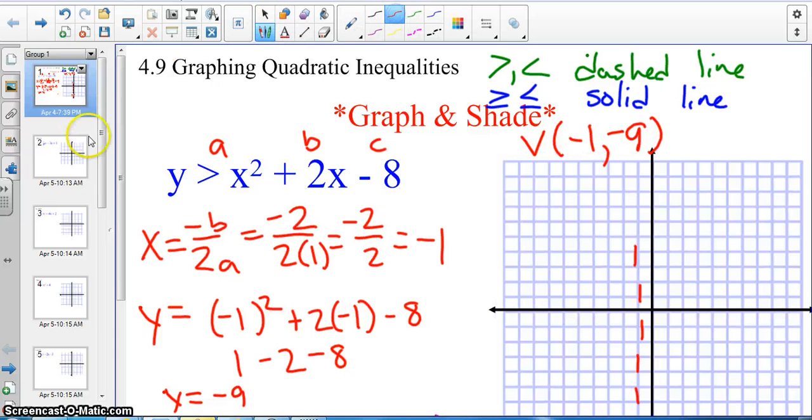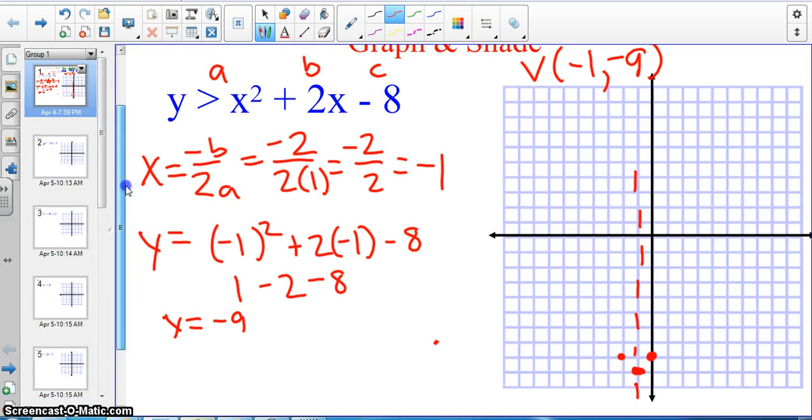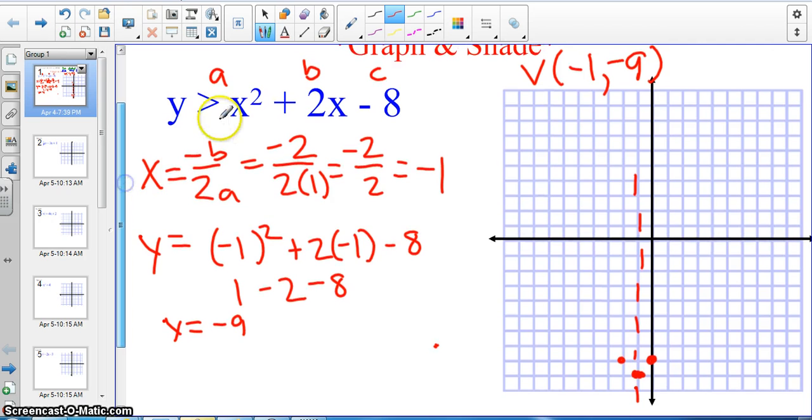So with this problem, we plot our vertex, negative 1, negative 9. We plotted our y-intercept and reflection point. It is a greater than, so I'm going to use a dashed line. So we'll draw a dashed line going through our points, our y-intercept, our reflection point, and our vertex. And you'll want to extend this out. So now we've graphed it, now we need to shade it.